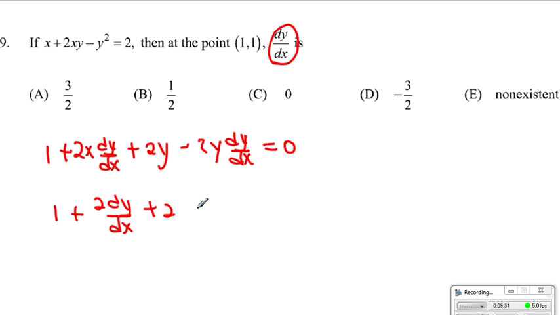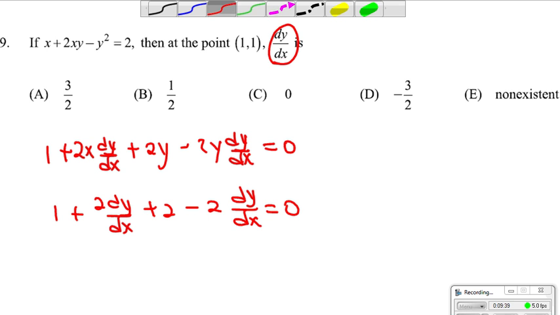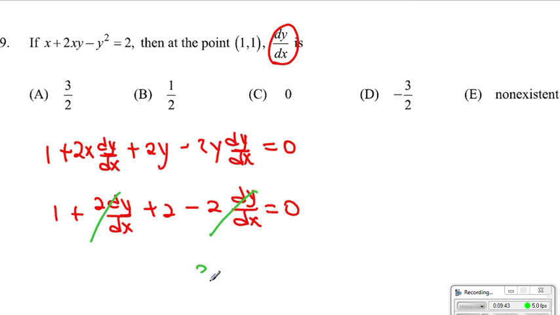plus 2 minus 2 dy over dx equal to 0. Interestingly, this cancels out with this one, which leaves us with 3 is equal to 0. Well, we know that that's not possible. So therefore, our answer will be nonexistent. The derivative doesn't exist, which allows us to have this kind of condition.